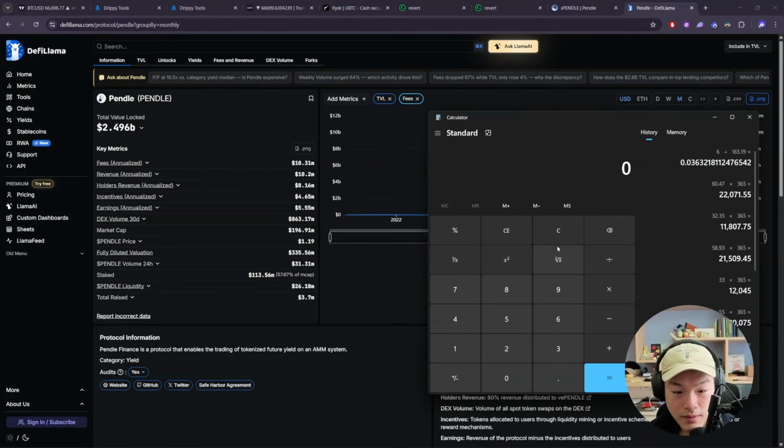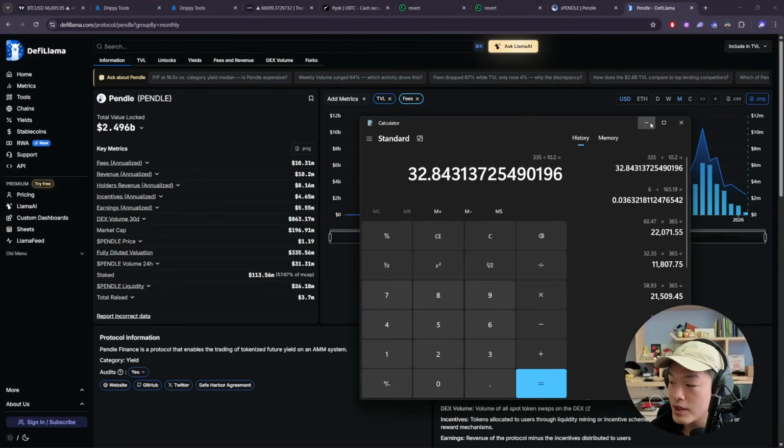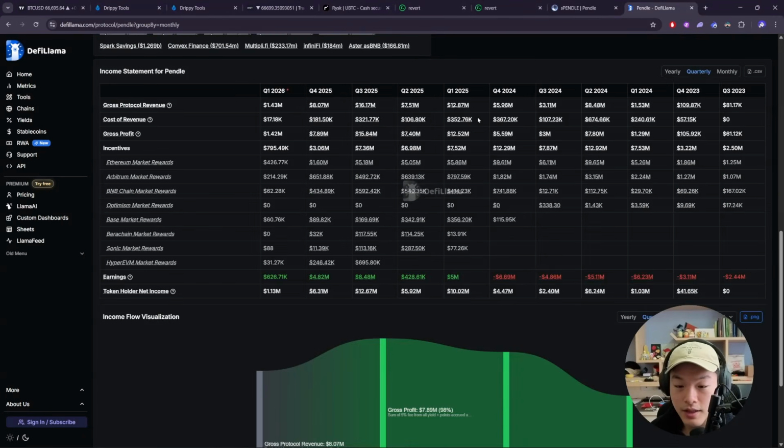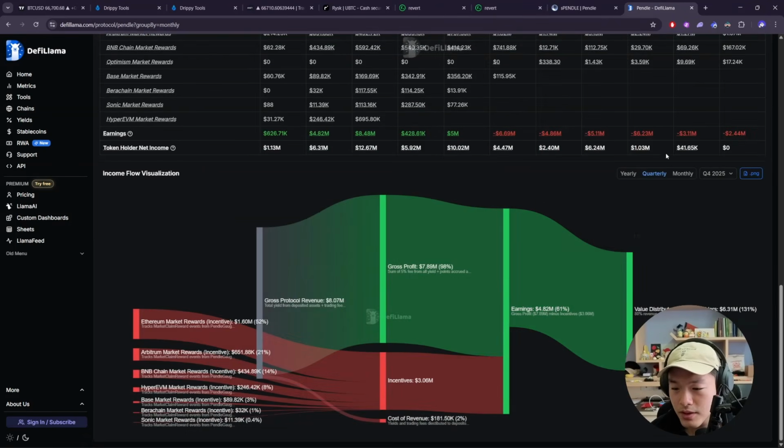So if we take 335 divided by 10.2, Pendle is trading at about 30 to 33 FDV to revenue right now, right? So it's not exactly cheap, but the main concern would be, are they able to grow their earnings over time? And then there's also that Boros trading platform where you could trade interest rate or hedge out your interest rate. And I believe the revenue switch for that platform is not on yet. So that is something to look forward to.